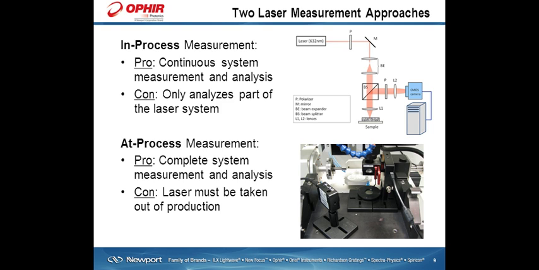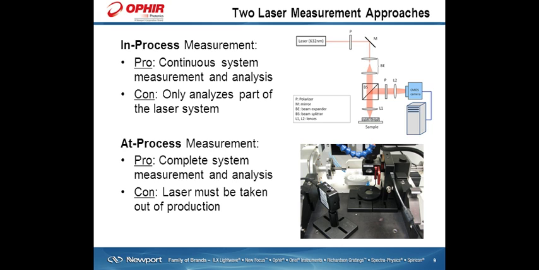The real pro of in-process monitoring is that you've got a continuous system measurement and analysis. If you think about it, regardless of when the laser is being applied to the material, you are getting a signal. The drawback is that it only analyzes part of the laser beam, because it's splitting it off before the process. Anything that happens past that is not being analyzed. And to be honest with you, when you talk about material processing, most of the failures are going to happen at the process because of the dirt and the environment.